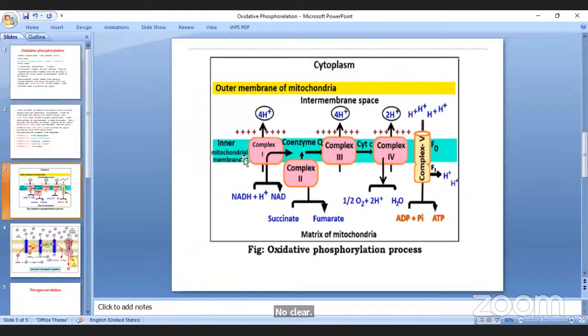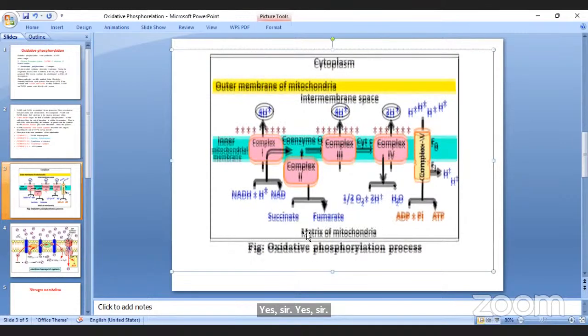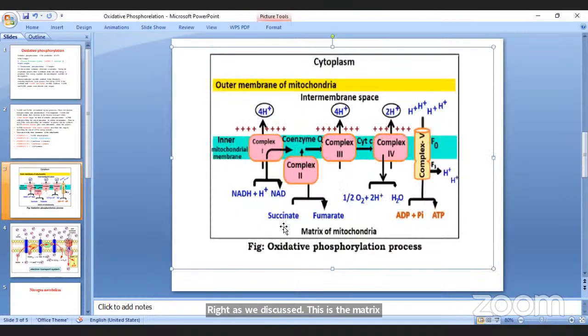Yes, sir. So the blue color, this is the inner mitochondrial membrane, right? Are you following? As we discussed, this is the matrix. This side is the matrix. And what about the outer side? This is the outer membrane, and this is the intermembrane space.